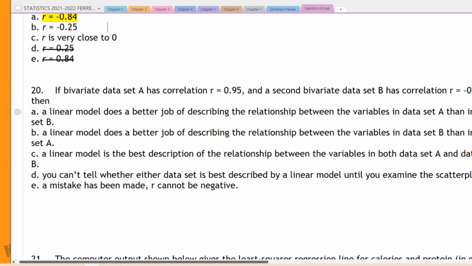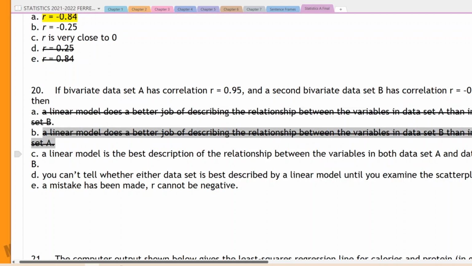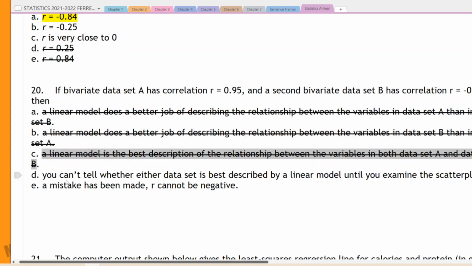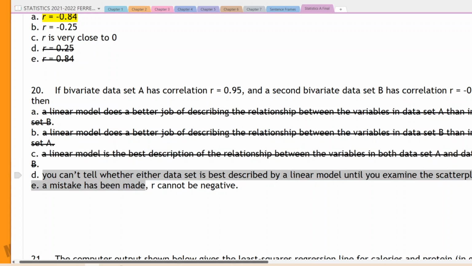So which linear model does a better job of describing the relationship? Well, we can't tell which one is a better linear relationship without looking at the scatter plot. It could be that data set A is linear and data set B is not very linear. And that leads us to over here. This looks like our correct answer, letter E. You can't tell whether either data set is best described by a linear model until you examine the scatter plots. There is no single number that will tell you whether or not a linear model is the best model.